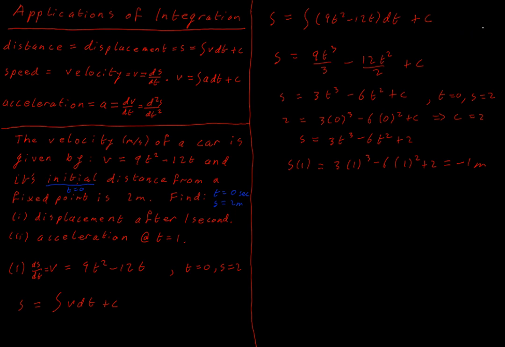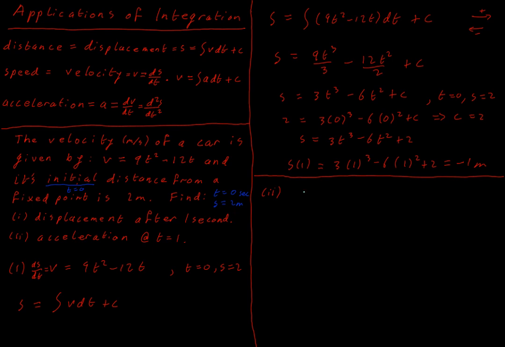We would usually take going to the right, as we would on our coordinate plane, as being positive and going to the left as being negative. So we might say that this means that we are 1 meter to the left of our fixed point after 1 second. So that's our part 1. Part 2, the acceleration of our car after 1 second, or at t is equal to 1, so that would be after 1 second. These are two different ways of writing the same time constraint.